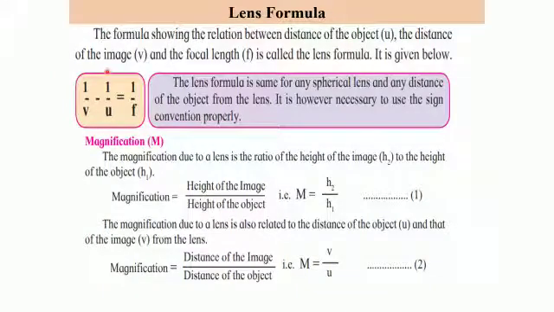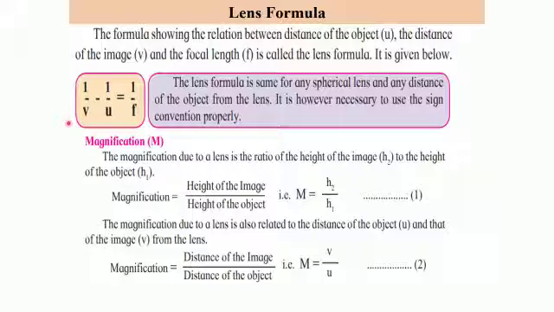Let us learn some formulas which will help us to solve the numericals. The first one is lens formula. The formula showing the relation between distance of object U, the distance of image V, and focal length F is called lens formula. It is given below. So 1 upon V minus 1 upon U is equal to 1 upon F.